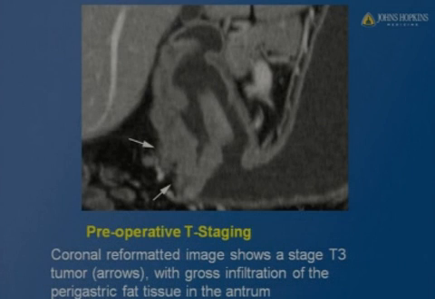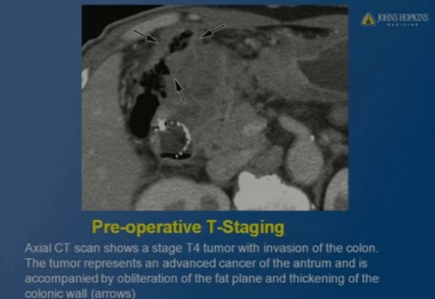Here, in a coronal reformatted image, we see a stage T3 tumor where the arrows are pointing that there is gross infiltration into the perigastric fat tissue in an antral lesion. It's another patient in T4 stage tumor where there is extensive infiltration beyond the gastric wall, and there we see the pericolonic thickening of the walls and stranding.